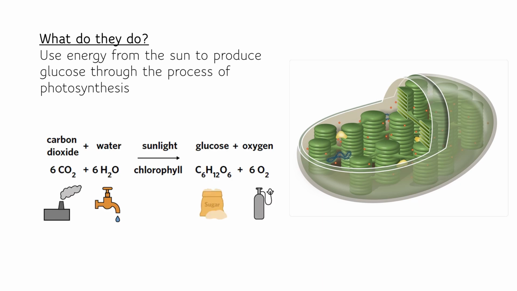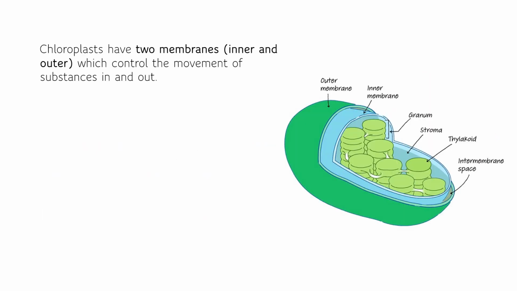Again, we have the chemical formula. What I want you to know is that plants take in carbon dioxide and water, and with the help of sunlight and chlorophyll, plants are able to produce glucose and oxygen. Chloroplasts also have two membranes, an inner membrane, this light blue layer, and an outer membrane, which controls the movement of substances in and out.